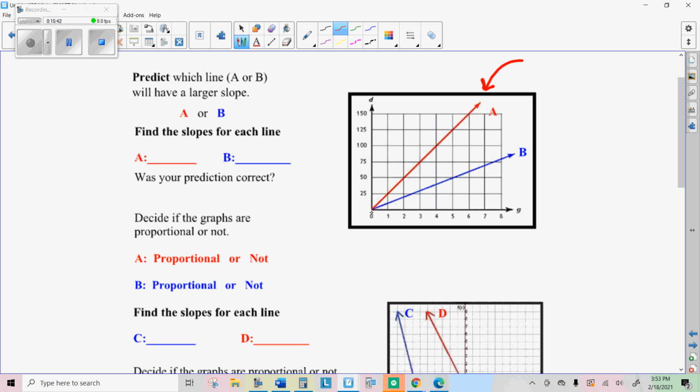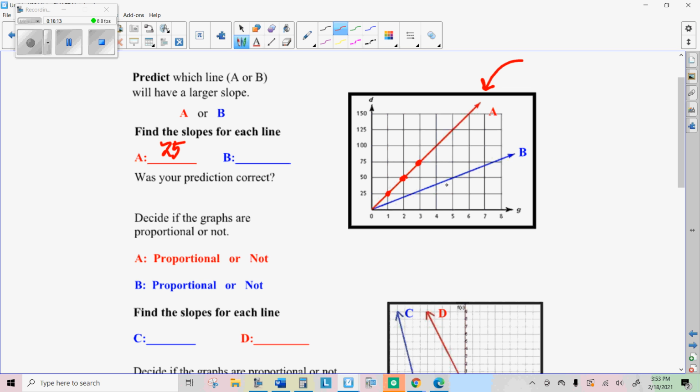Now, to get the slope, you're trying to figure out what the rate is. So notice that at 1, we're up to 25. At 2, we're up to 50. At 3, we're up to 75. So we're going up 25 for every 1 on the x-axis. So it could be like 25 miles per hour, $25 per gallon or something like that. But the slope for A is 25. It's going up by 25.